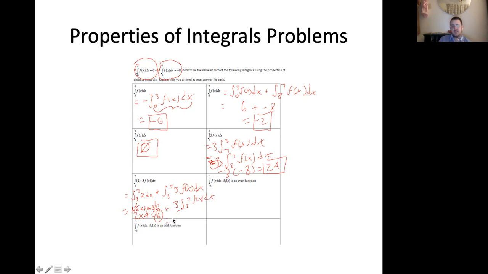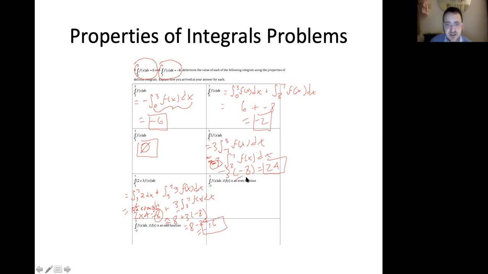So this is going to be equal to 8 plus 3 times negative 8. That's going to be 8 minus 24, and that is equal to negative 16.